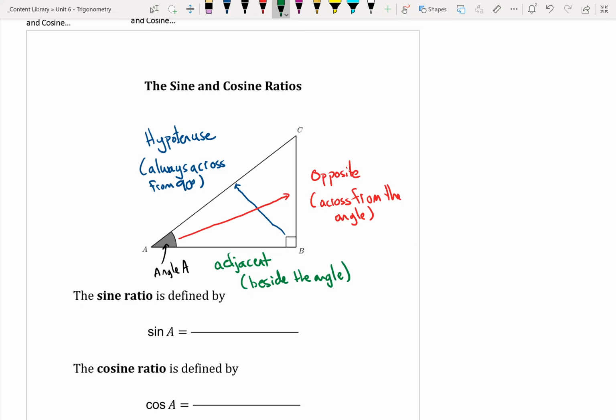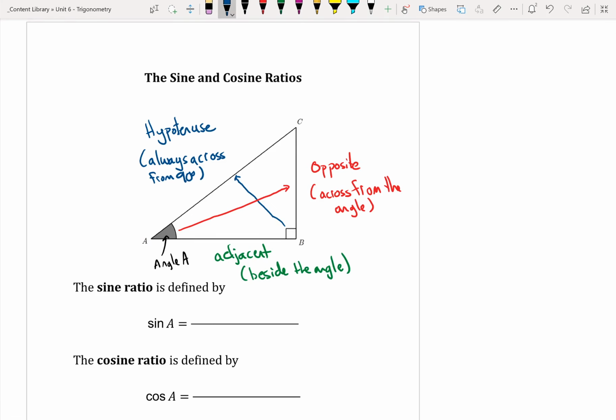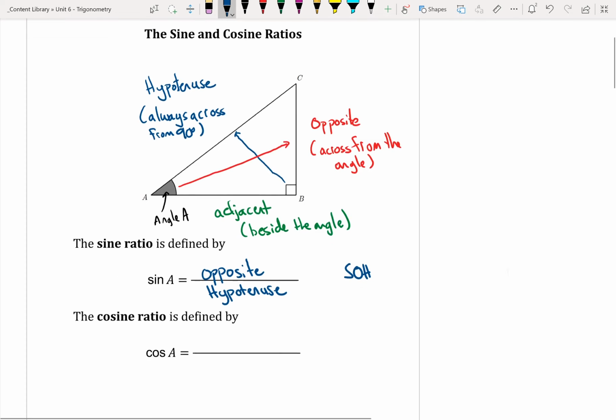So what is the sine ratio defined by? These are one of our ratios, and it is defined by the opposite. So sine of A, or the angle A, is equal to the opposite divided by the hypotenuse. Or you could think, there is an acronym, it's called SOHCAHTOA. You may have heard that before. But SOH: sine is equal to opposite over hypotenuse.